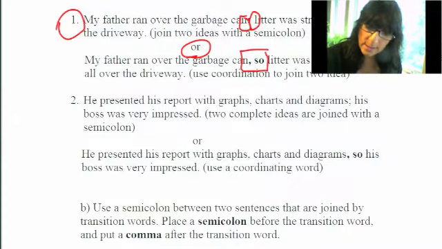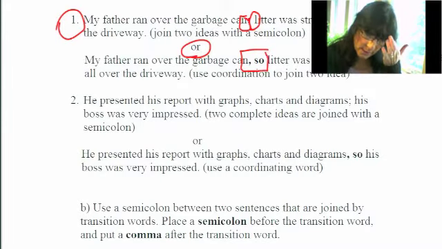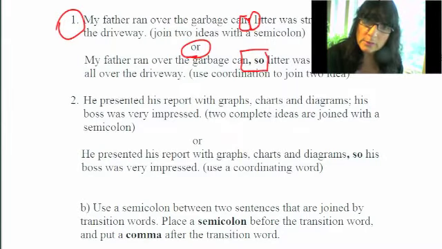Let's look at the second example. He presented his report with graphs, charts, and diagrams. His boss was very impressed. You've got two complete thoughts. One way you might want to join them was to put a period after diagrams, then a capital on his boss was very impressed. Or, we're demonstrating the use of the semicolon in this video, and here's how you would use it right here. After the first thought, he presented his report with graphs, charts, and diagrams, semicolon, your new idea, but no capital. His boss was very impressed. So that's a second way that you could have joined the ideas.